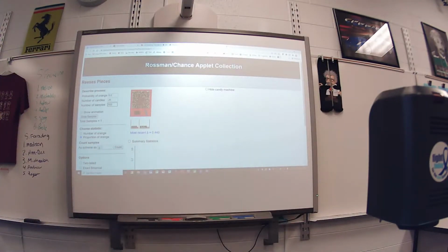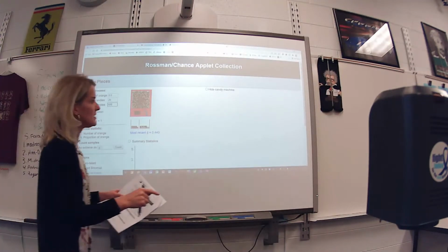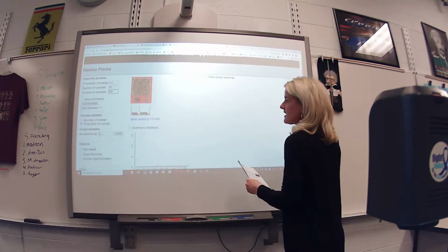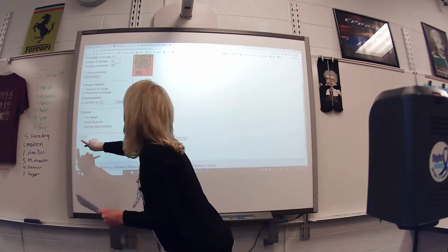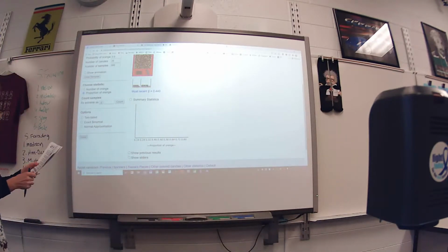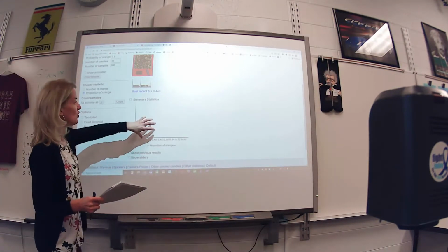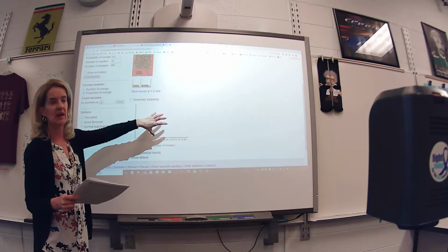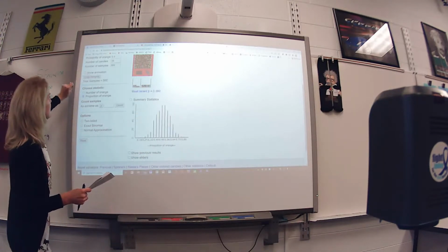We're going to start over, so we'll reset everything. Leave the number of candies at n equals 25. Again, this is another time to emphasize n equals 25. That's how many candies they're drawing, but they're going to do it 500 times. So this is going to be your approximate sampling distribution. Okay, draw the samples.